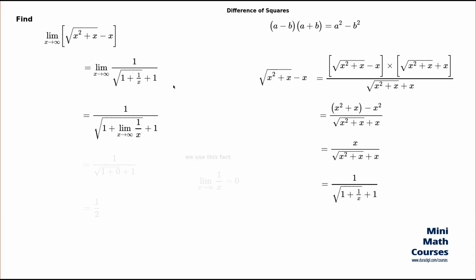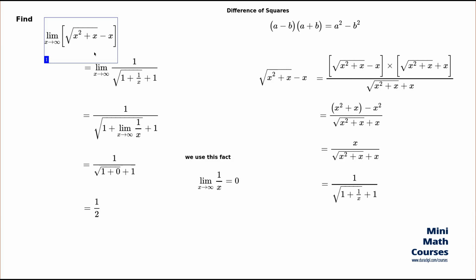Now I will need to make a reference. This often happens in limits. You need to reference some knowledge from your prior studies, and the reference I need to make is that the limit of 1 on x when x goes to infinity is 0. This is a fact we use from our prior knowledge. That's what I reflect on in this sentence. We use this fact, and once we use this fact, the expression becomes 1 on square root 1 plus 0 plus 1, which evaluates nicely to a half. And this is the value for the limit of this function, 1 on 2.